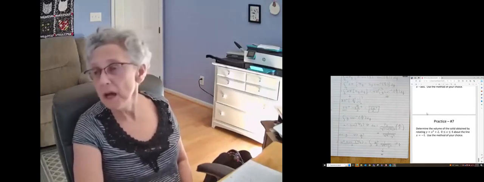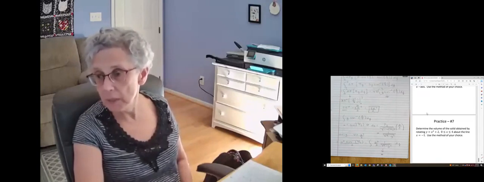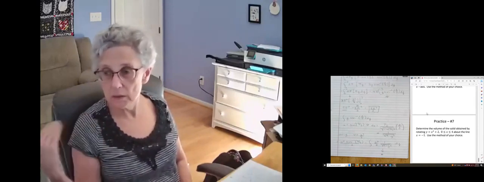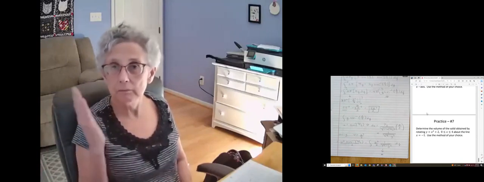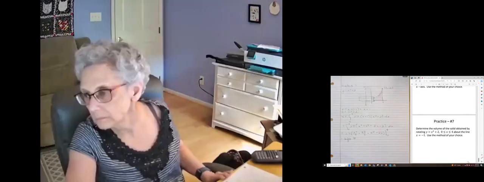Last practice problem. Use the method of your choice. Determine the volume of the solid obtained by rotating x squared plus 2 between 0 and 4 about the line x equals minus 1. Method of your choice. Meet you back here and we'll compare.